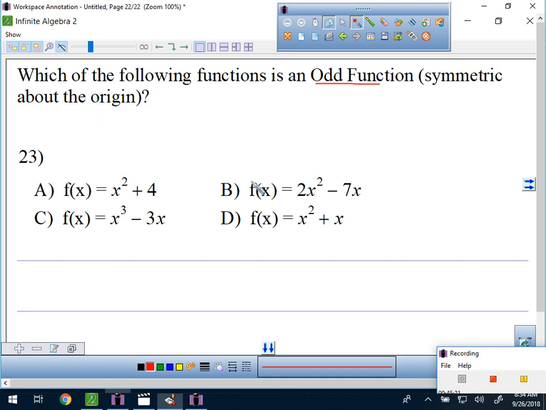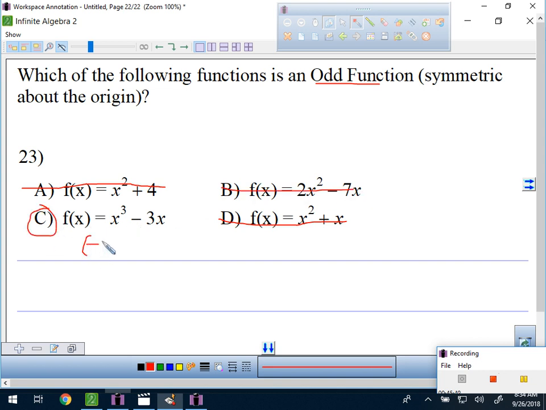I'm going to go ahead and tell you that A is an even function, so that one's not it. D is a neither function. D doesn't even have anything. And then B is also another neither. The only one that's odd is C, and I'll prove it to you.